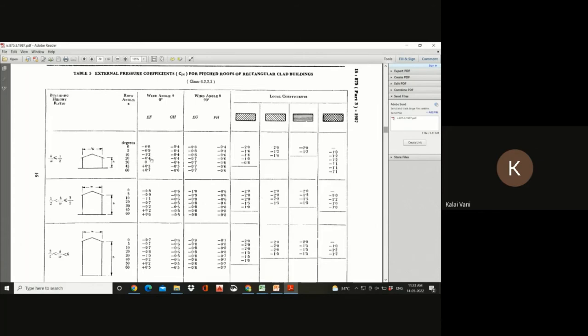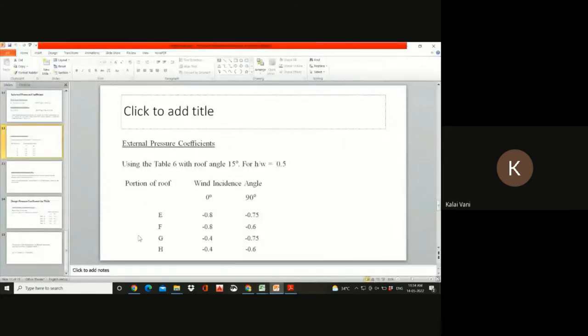So once you interpolate, you will get 0.5. That is the mid value, right? Between 1.2 and 0.4, if you are interpolating, your 15 is also the mid value. So you will be getting minus 0.8. So for E and F, you will be getting minus 0.8. Here you can see E minus 0.8, F minus 0.8 for wind incident angle of 0 degree.